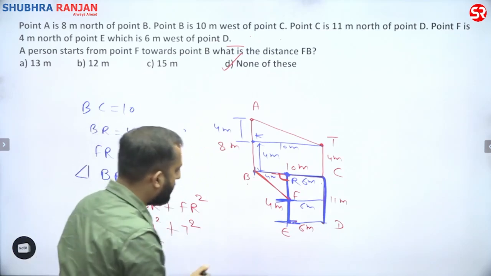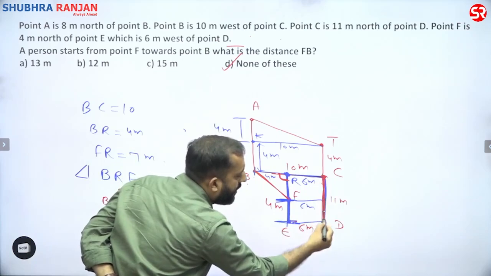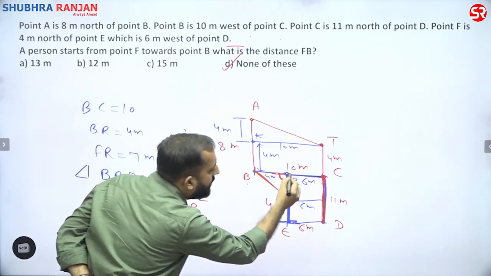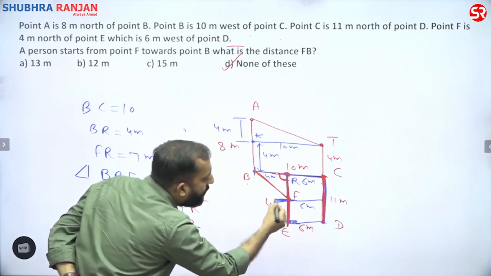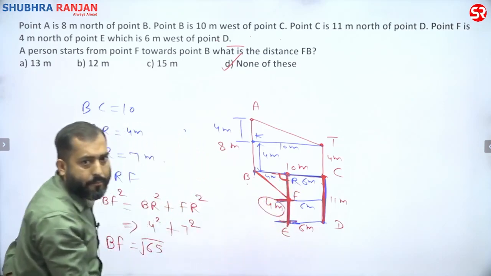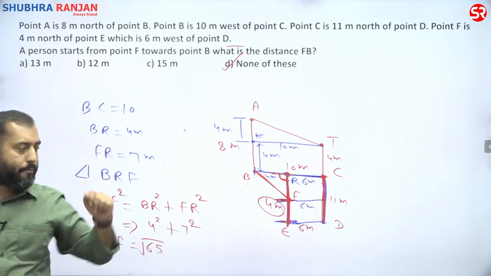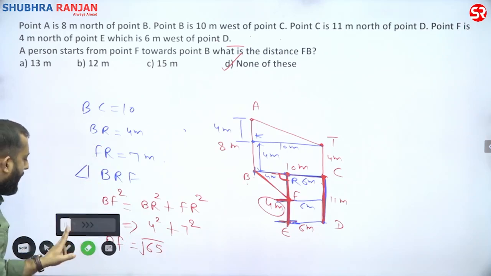FR 7 कैसे होगा? See, C to D it was 11. Then R to E has to be 11. Then F to E is 4. So F to R is 7. Agreed, everybody? Any doubt here, बच्चों? No. Okay.